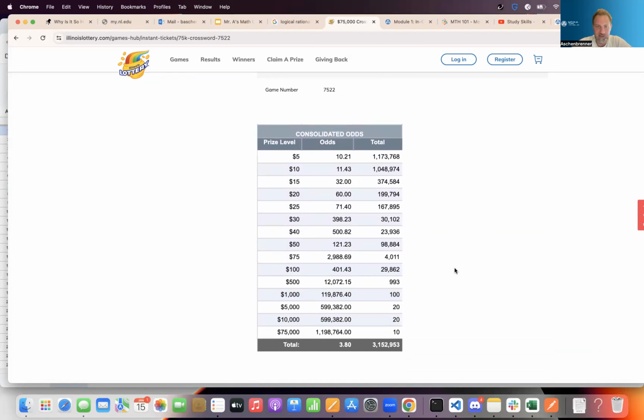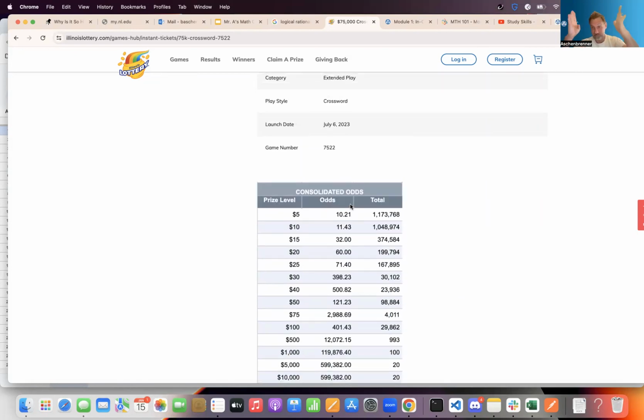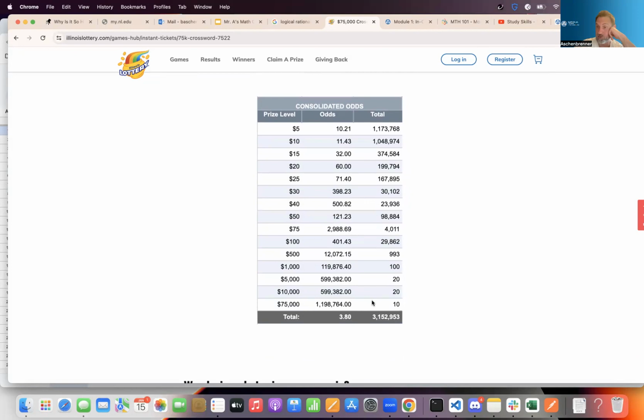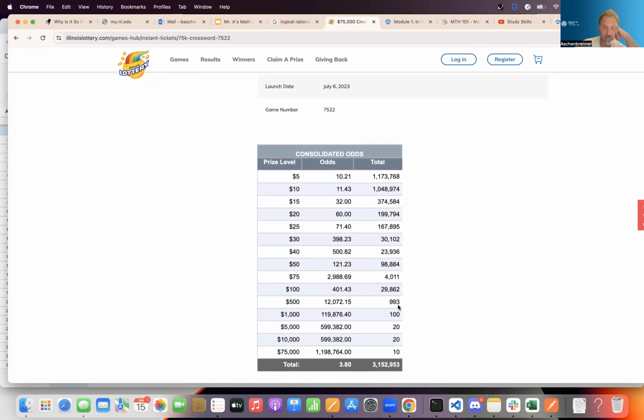I thought that it was on the actual ticket, but then I had to go do some research and find the actual odds. There's a bunch of different prizes for this particular game, starting from $5 up to 75,000. 75,000 is the one on the front because that's the most enticing prize that you're going to win. That's the least common prize. There's 10 of them, compared to over a million $5 and $10 prizes.